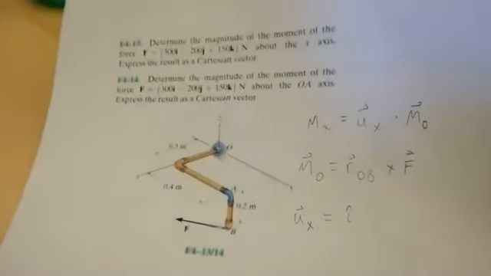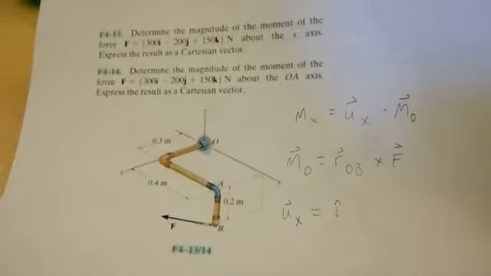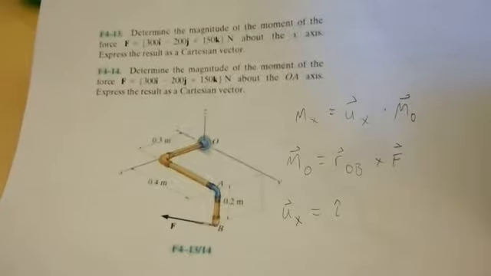Good plan. So which one is that, the second one or the first one? 13 or 14? So for 13, you're supposed to find the moment about the x-axis. So Mx will be Ux dot Mo, and Mo is going to be ROB cross F, and Ux is just I. So it's I dotted with ROB cross F.